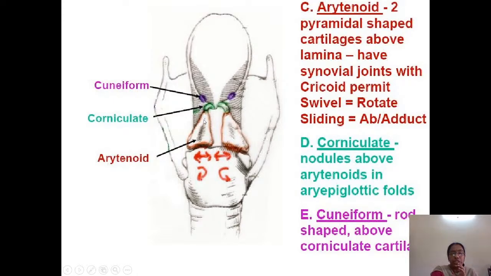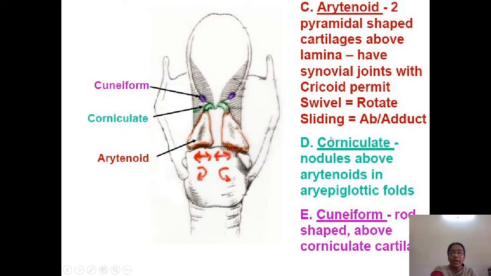Which is helpful for rotation, while the cricoid permits the movement, that is abduction and adduction, meaning voice. It does the abduction and adduction, that is the vocal cord movements. But when you see here, the arytenoid cartilage, at the lower part it is articulating with that of the cricoid, at the upper part it is articulating with the corniculate, and these are pyramidal in shape.